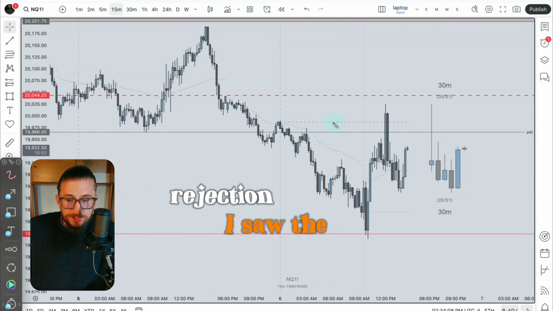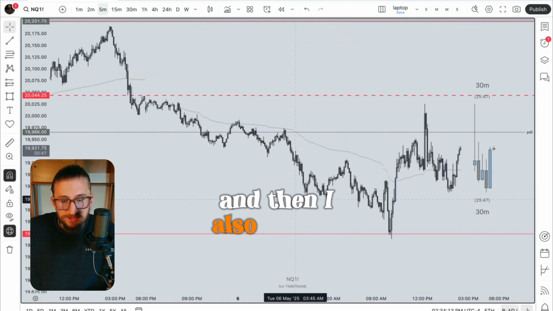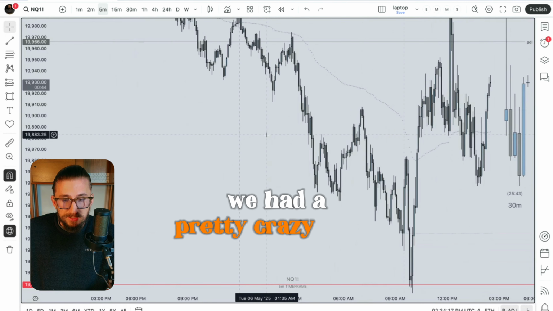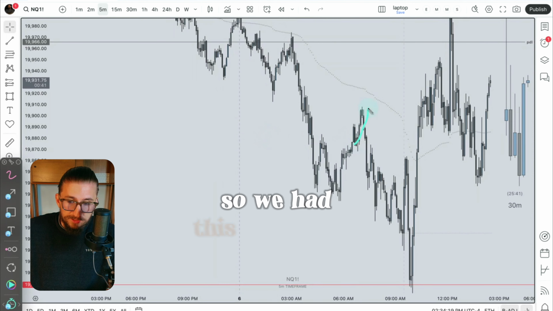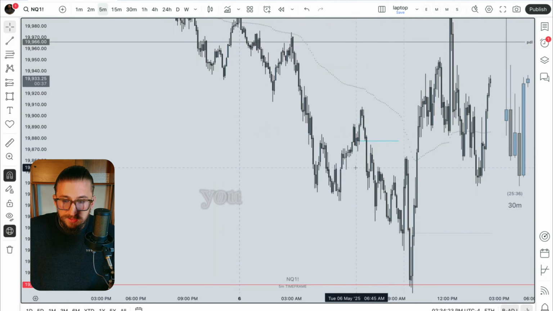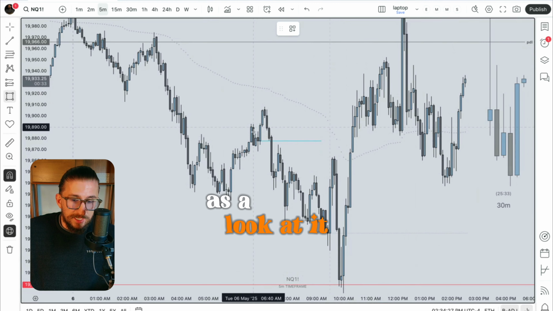So I saw the rejection of prior day low. That was super important to me. And then I also saw on the lower time frames, we had a pretty crazy price structure. So we had this push right here, which had this opening price right here. You could call this your change in state, or you could look at it as a breaker.